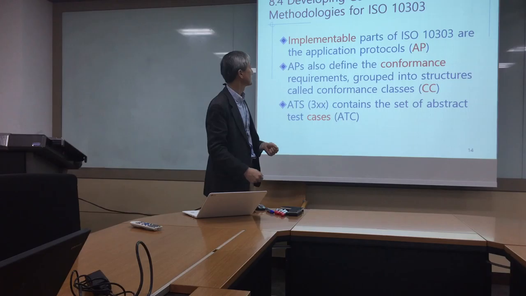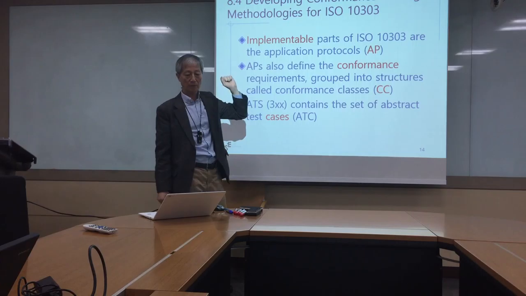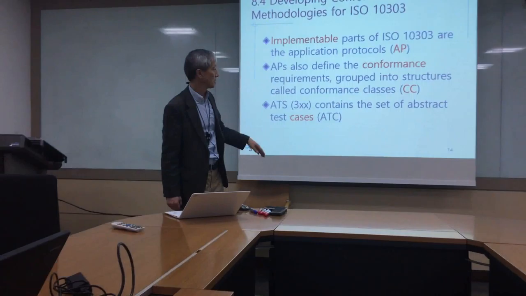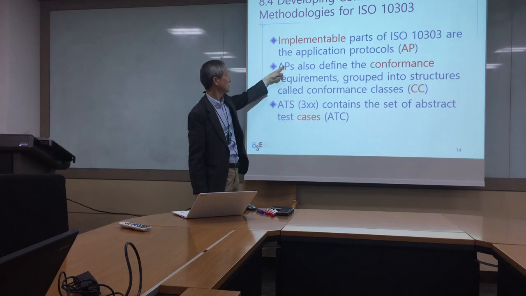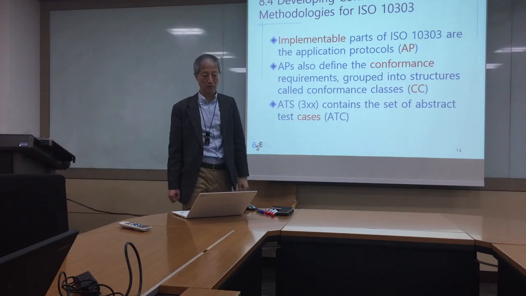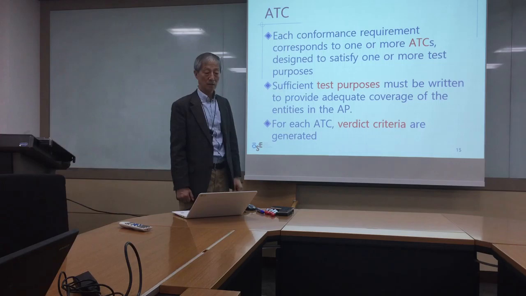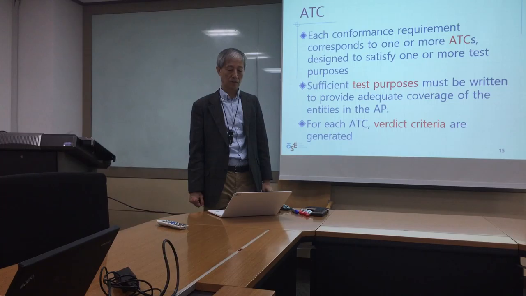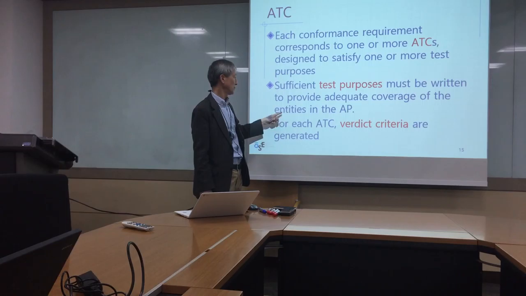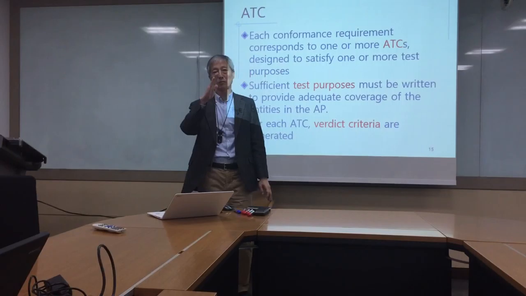So AP should define the conformance requirement inside the AP. So we call this a conformance class. And then as a separate part, the 300 series, because AP is a 200 series. The 300 series corresponds to the same number, AP, whether it is 300 or 200, say 214 has 314. This corresponding part has test cases. So ATC is usually made of each conformance requirement corresponding to one or more ATCs, stated by testing purpose. So test purpose is important. Keyword there, written in, provide coverage of the AP. And then criteria should also be given. It is pass or fail, or should be higher than, say, 60 or 70 numbers in continuous values.